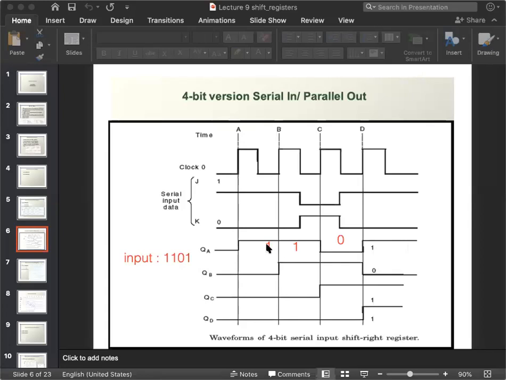Now for every clock beat, one bit will be shifted. Suppose for the first shifting, that one will go here, this one will go here, 0 will go here, and this one will go as an output. The last bit will go as an output. So my first output is 1, my second output will be 0.